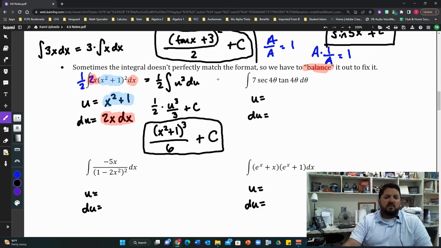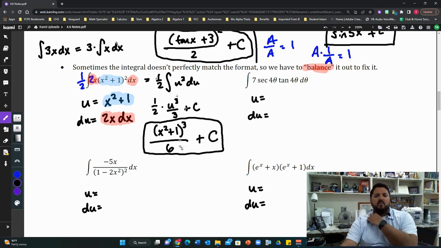Which in the grand scheme of things, if you really think about it, the original problem was basically half of the original one, the one that we watched or tried the first time around. So that's where this 1/2 is out in front. And that's why the end result, this function, is exactly 1/2 of what the original was. So that's our idea, okay?